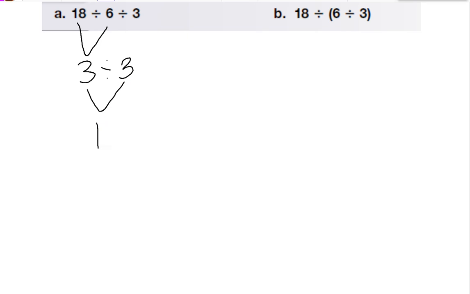On this other problem, we have, in parentheses, 6 divided by 3. So I do that first. 6 divided by 3 is 2. Then I do 18 divided by 2, which equals 9. Now here I've only had the same type of problem. I've only had divide or subtract.